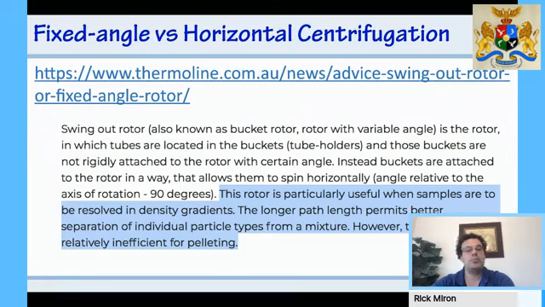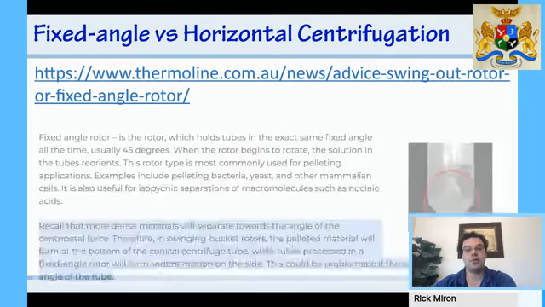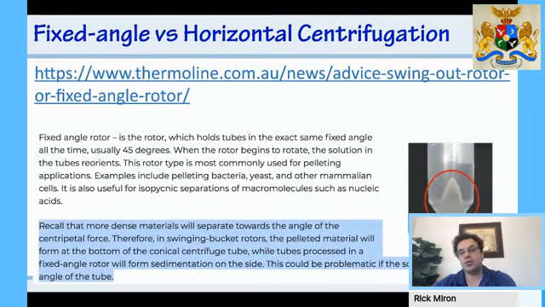However, this rotor is relatively inefficient for pelleting. So I'm going to explain to you what pelleting is, because for pelleting, it's better to use the fixed angle centrifuge, and that's what they're utilized for. Pelleting means that you send all the cells to the bottom of the PRF tubes, and I'll explain to you why this is better with the fixed angle centrifuge, okay?